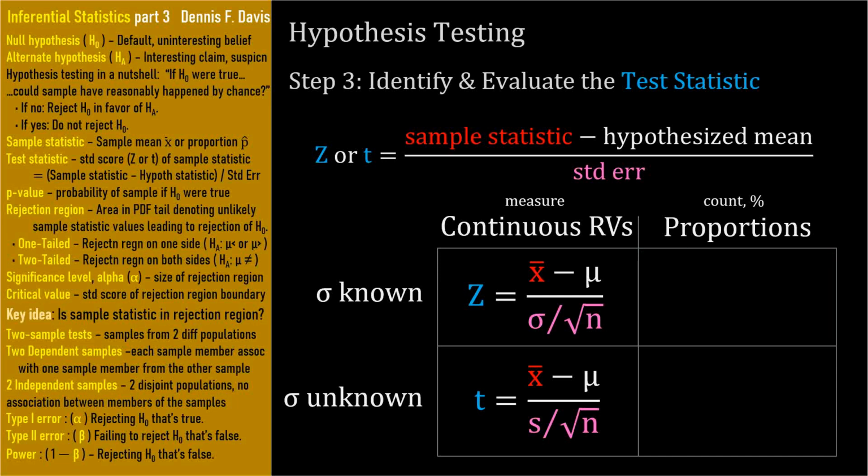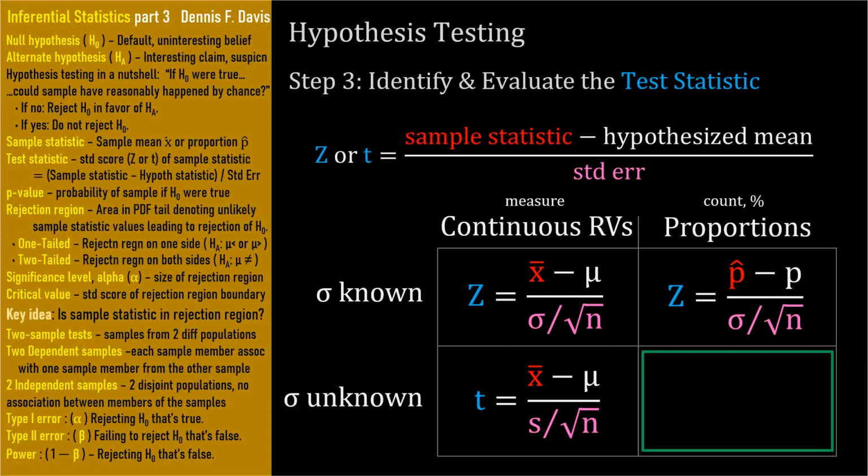For proportions where sigma is known, the test statistic for p hat is z equals p hat minus the population proportion p divided by sigma over the square root of n. It's the same formula as for continuous random variables, with p hat in place of x bar and population proportion p in place of population mean mu.